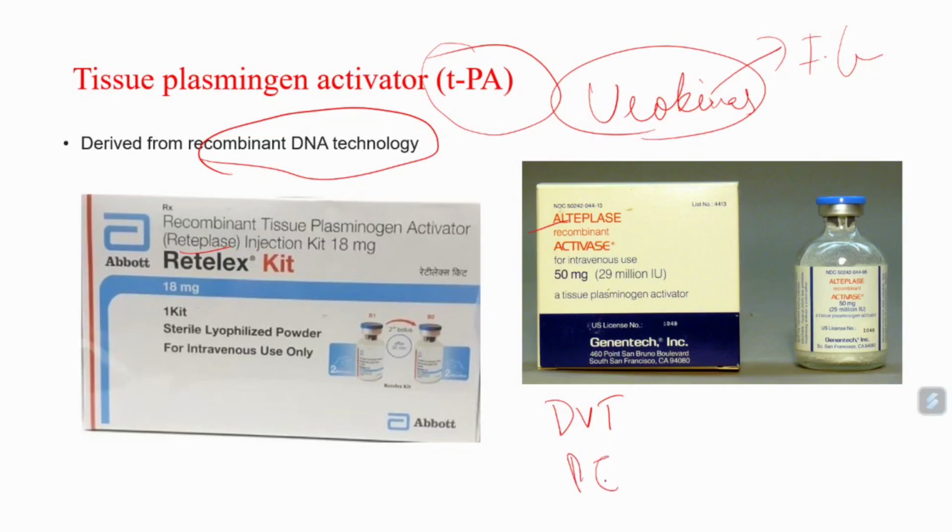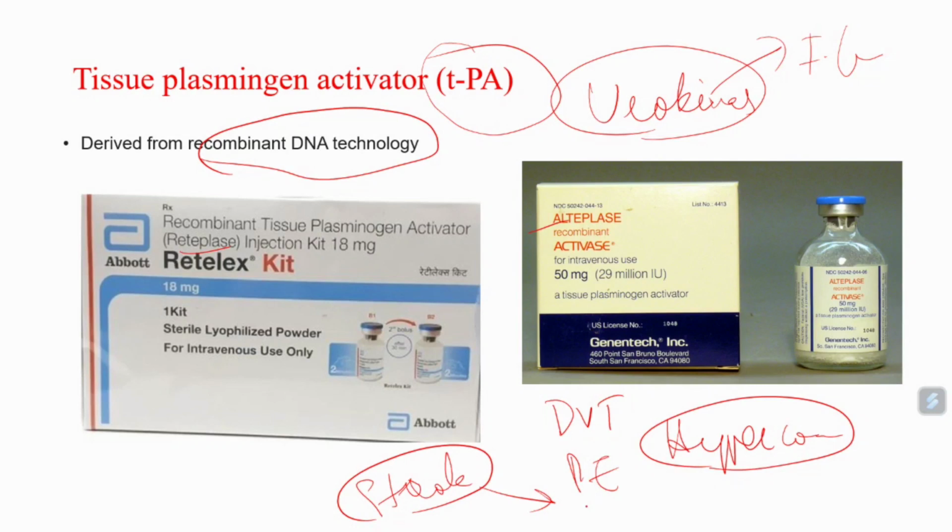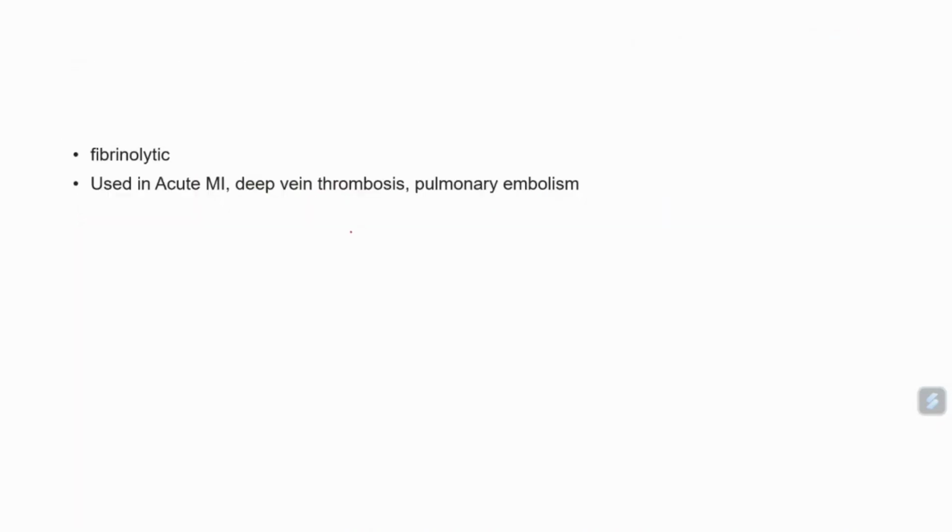They are used for pulmonary emboli and other conditions where the patient has hypercoagulability, and in stroke conditions also, especially in ischemic stroke, or in a patient who is having stroke due to coagulation. So you can see the formulations, they are mainly available in IV form. And as I was explaining, it has fibrinolytic activity, same like urokinase, and it is used in acute MI, myocardial infarction, deep vein thrombosis, and pulmonary embolism.